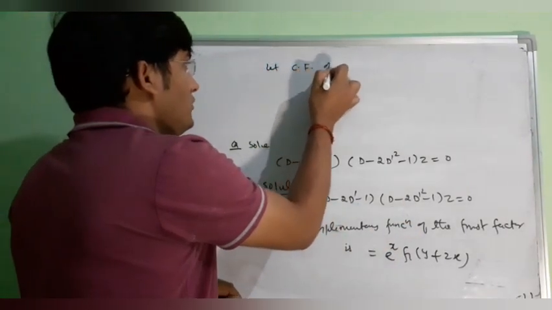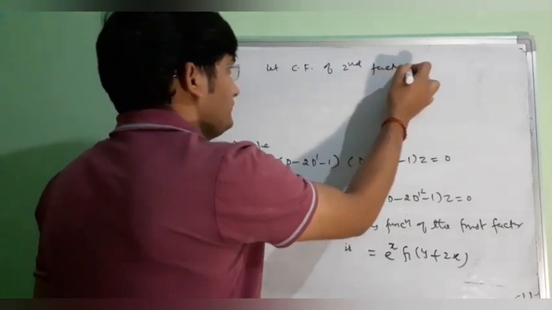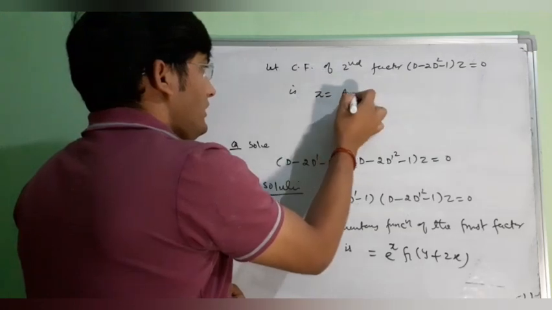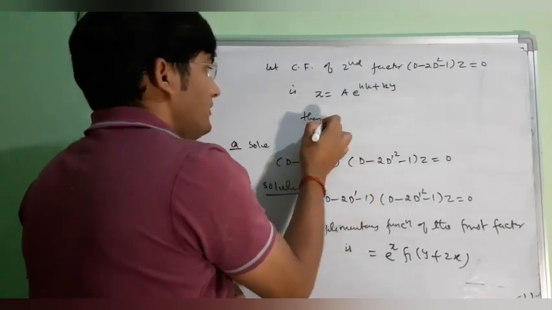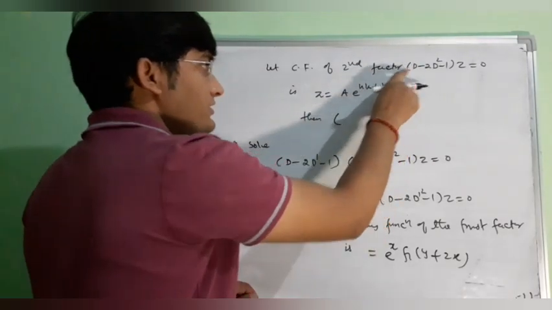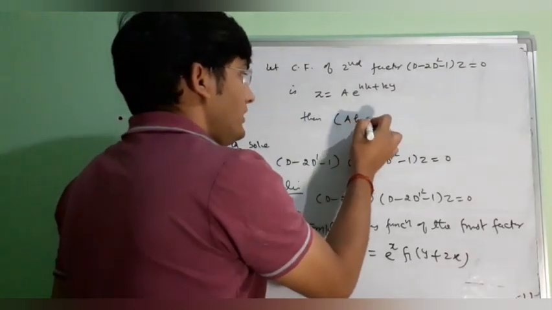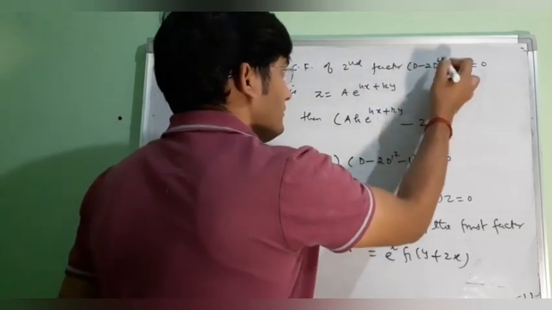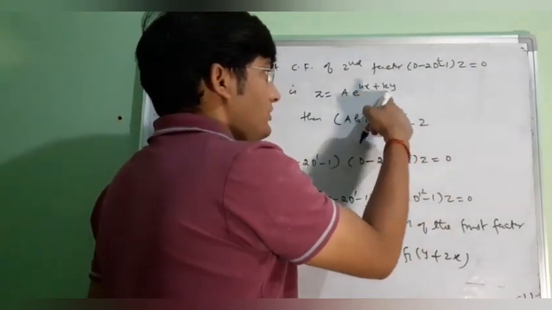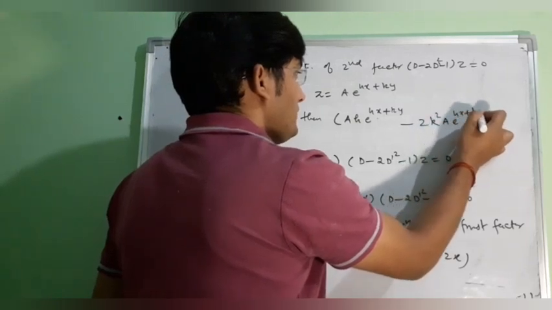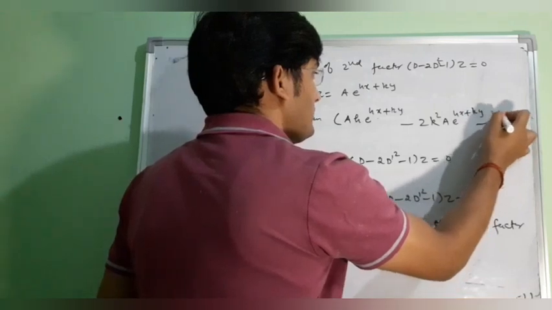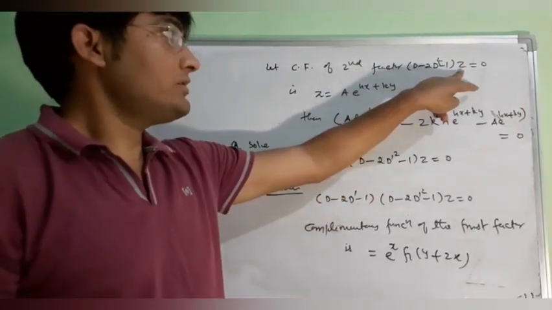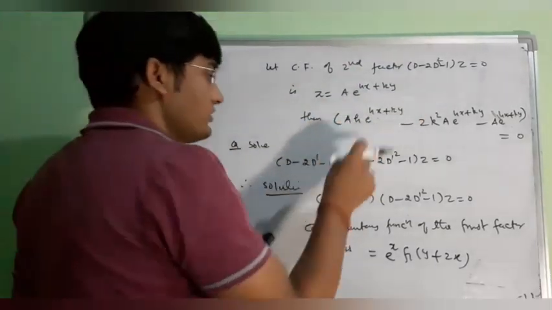Let the complementary function of the second factor, d minus 2d dash square minus 1 z equal to 0, be z equal to a e to the power hx plus ky. Then this will satisfy this differential equation. d stands for one time differentiation with respect to x, so this will be a h e to the power hx plus ky. Then we will have 2d dash square, so two times differentiation with respect to y will be 2k square a e to the power hx plus ky. Then we will have minus a e to the power hx plus ky, that is z, equal to 0. We have already put our z inside this bracket, and z is this one.